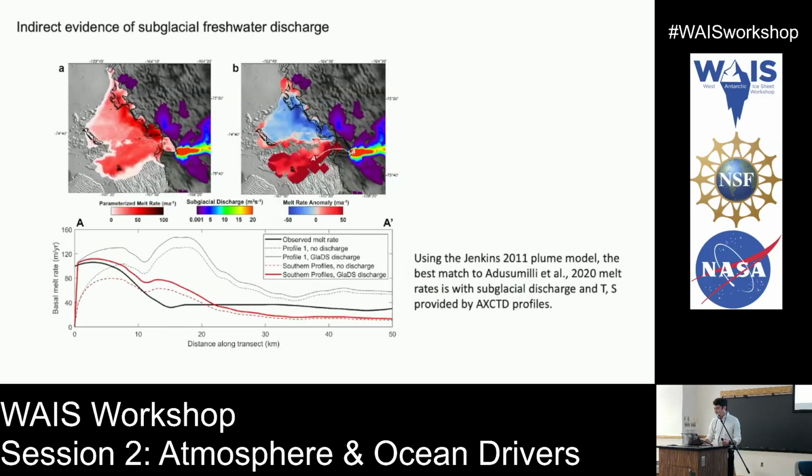A more indirect way to look at this is using Adrian Jenkins' 2011 plume model. Tyler Pelly did this here. Basically, the best fit to Sushil's data along AA prime is if you use the AXCTD data to constrain the cavity temperature and salinity and use that subglacial discharge.